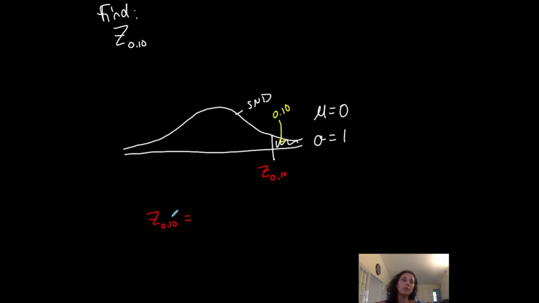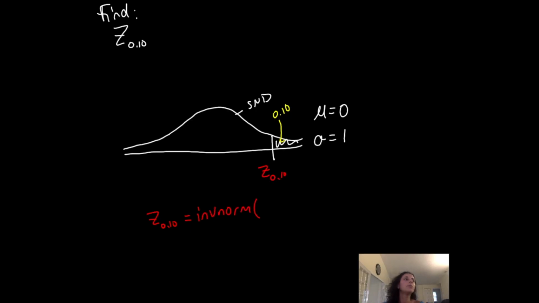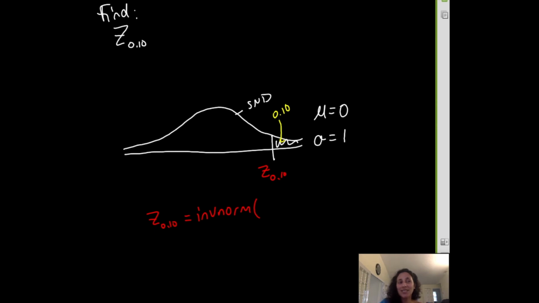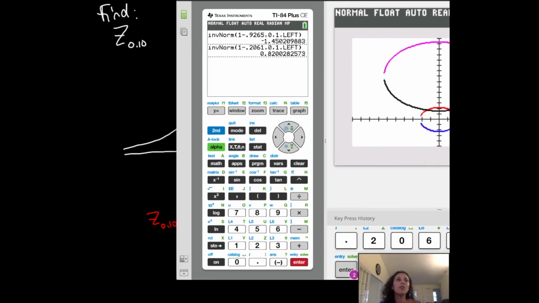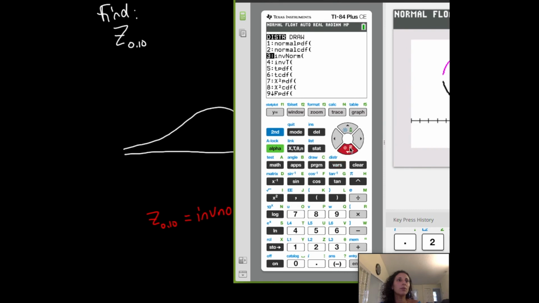Find a z-score. I'm given area, inverse norm. Find a z-score from a known area, inverse norm, right? When I want a z-score and I know an area, inverse norm. When I want an area and I know a z-score, normal CDF. Be careful. Inverse norm, right? So second bars down to inverse norm.